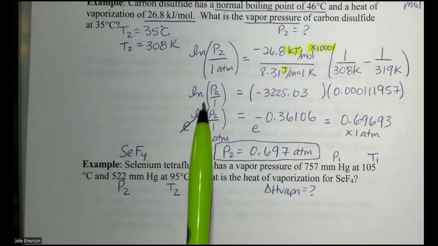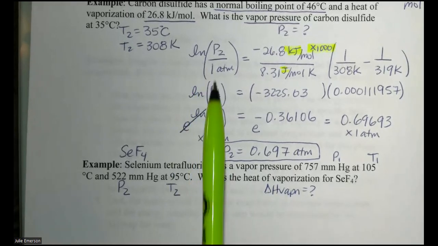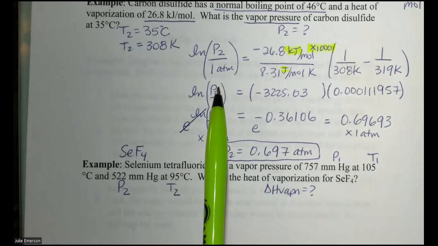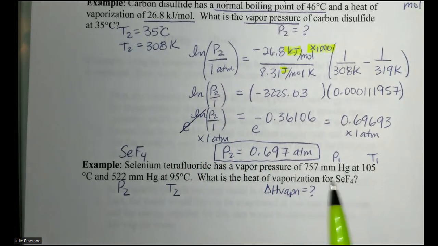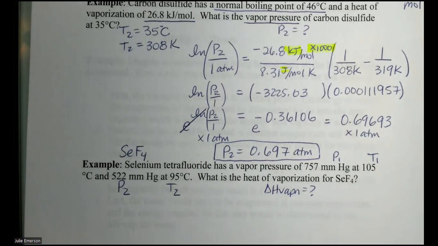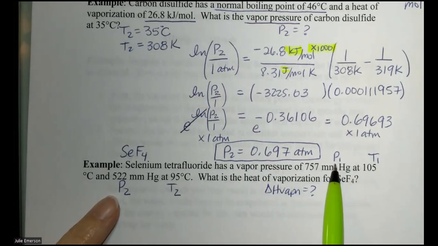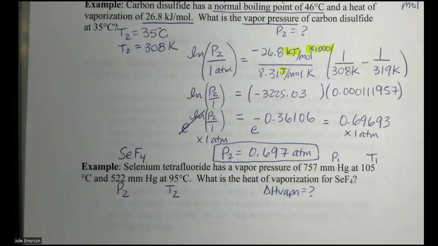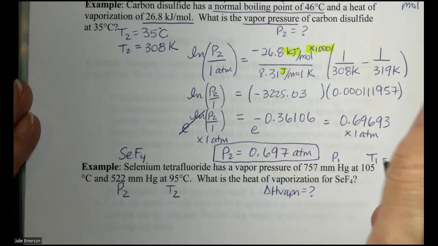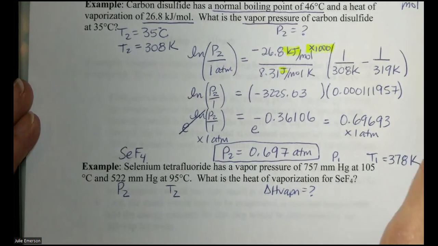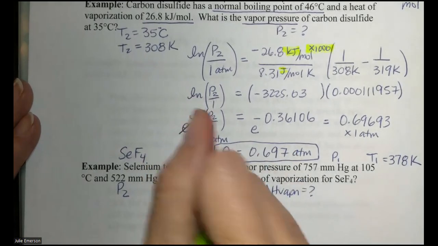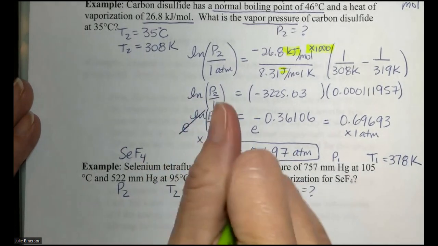Now, with P2 and P1, in the last question, we were in atmospheres, and that was totally fine. And then in this question, we're in millimeters of mercury. Just like we did with Boyle's law, we have a P1 and a P2. As long as the units match, it doesn't matter what scale I'm in. So we're going to leave this in millimeters of mercury to make our life easier. The temperature, as usual, has to be in Kelvin. So 105 is really 378 Kelvin, and then the 95 would be 368 Kelvin.